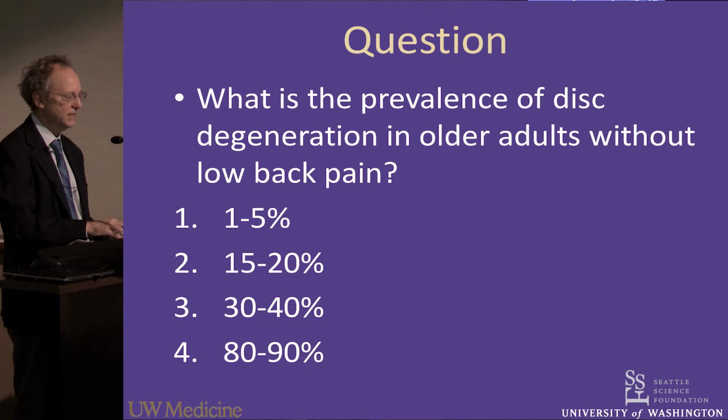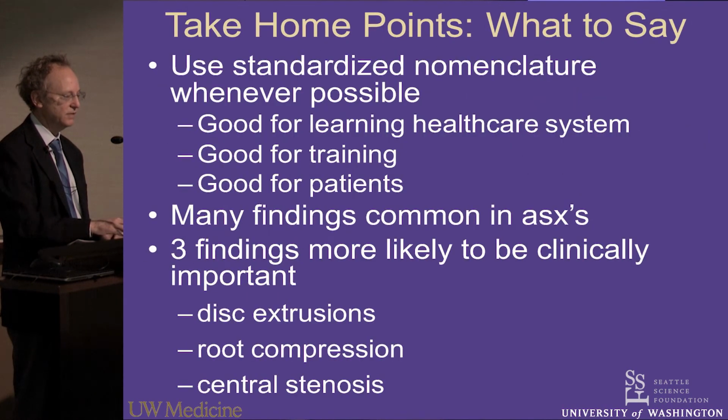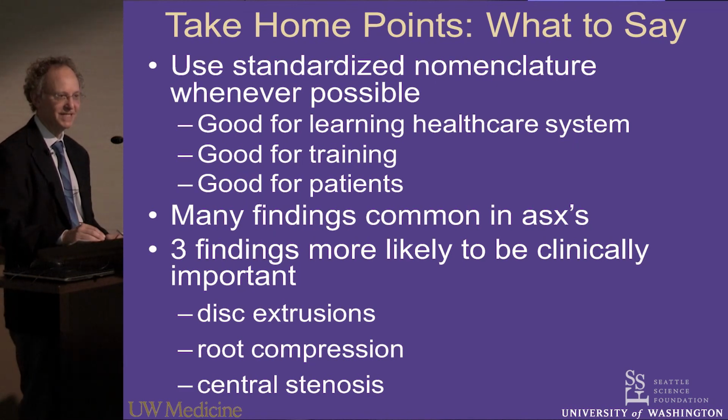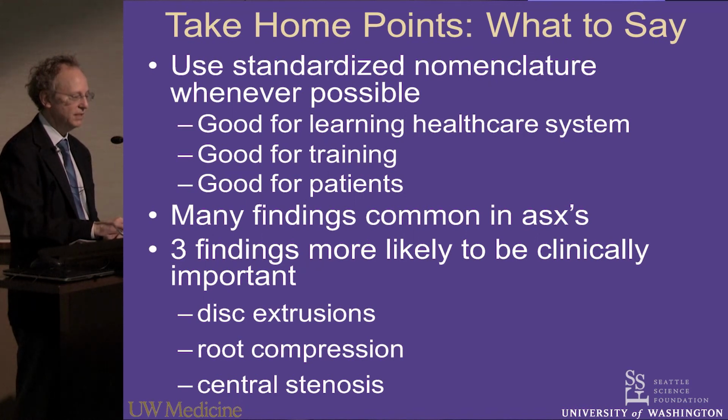So just as a review, the prevalence of disc degeneration in older adults without low back pain, again, no secret that it's incredibly high. In summary, I think use standardized nomenclature wherever possible. Since Dan and Brendan were trained with us, I'm sure that they are using that. It's good for everyone. Many findings are common in asymptomatics. Three findings are more likely to be clinically important, which are extrusions, root compression, and central stenosis.